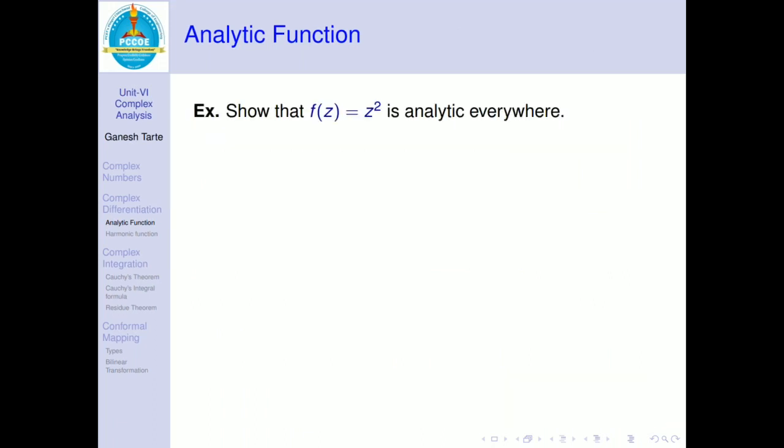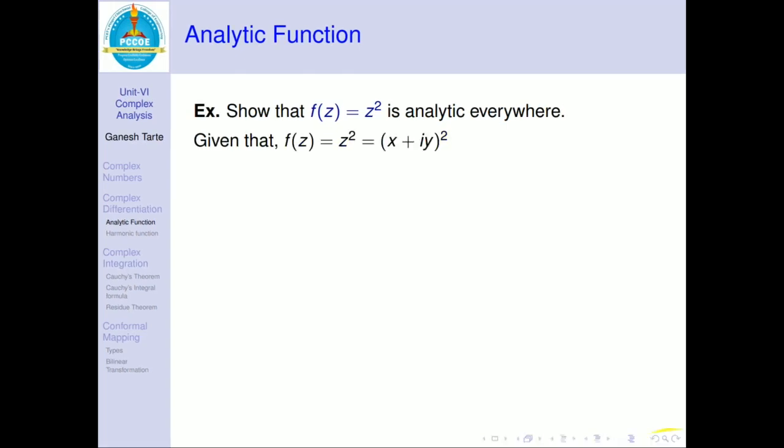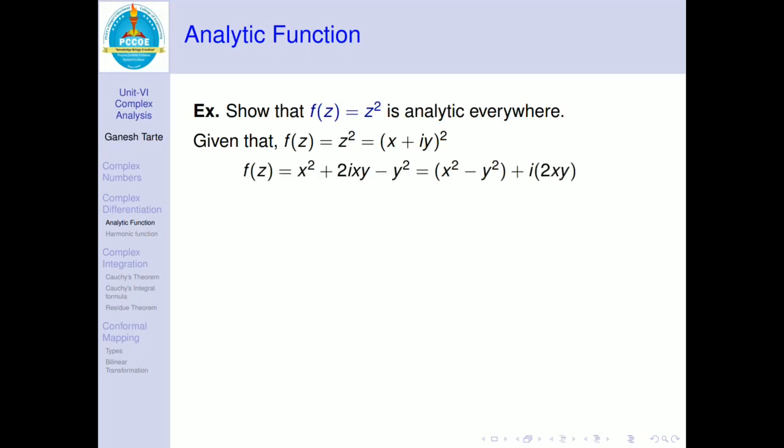So for example, f of z is equals to z square, and question is show that f of z is analytic everywhere. Analytic everywhere means analytic in complex plane. So we start with given function f of z equals to z square, and we know that z is x plus iy, so it is (x plus iy) square. So using (a plus b) square expansion formula, it is x square plus 2i xy plus i square y square, but we know that i square is minus 1, so it is simply minus y square.